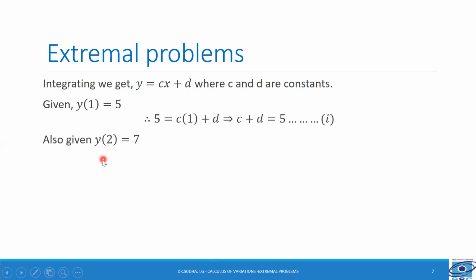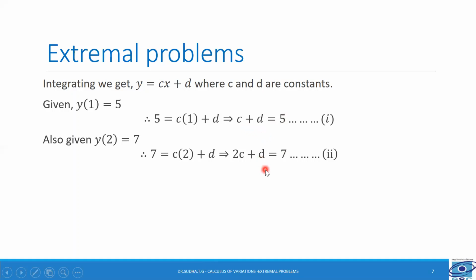Next, the second condition is y of 2 is equal to 7. That is, when x is equal to 2, we get y is equal to 7. Put these two values in this expression of y. So what do you get? 7 is equal to c into 2 plus d. So you get 2c plus d is equal to 7. Call this expression 2. Now there are two simultaneous equations, 1 and 2, in terms of c and d.